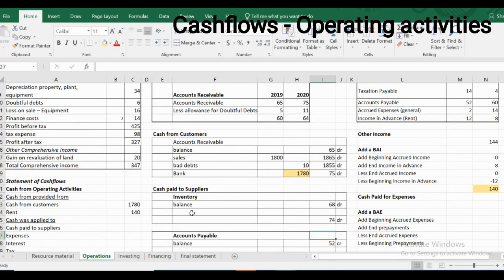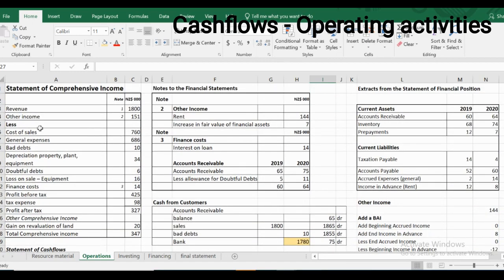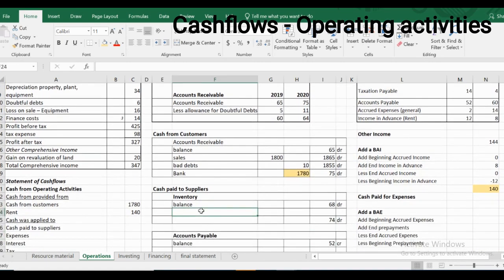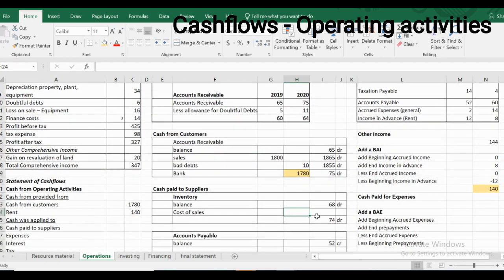What's going to make inventory go up? It's going to be purchases of inventory. What's going to make it go down? It's going to be sales of inventory. Now, I don't have any purchase information, but I do up here have how much worth of inventory I've sold this year. So that's my cost of sales, which may also be cost of goods sold, same thing. And that's 760. So I'm going to put in here my cost of sales. Selling inventory makes inventory go down. So that's going to be, cost of sales is 760.